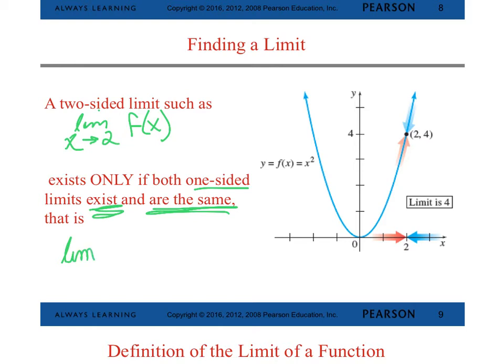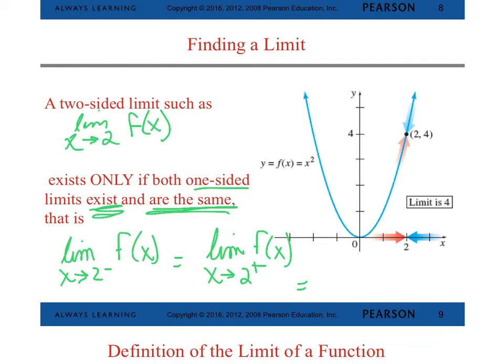If the limit as x approaches 2 of the function from the left is equal to the limit as x approaches 2 from the right of the function, then that tells us that because they're equal, and this is the most important part, they have to be the same value, the limit as x approaches 2, regardless of direction, of f of x, and in this case it equals 4 because our function is x squared.